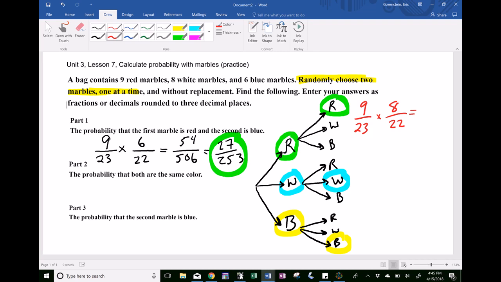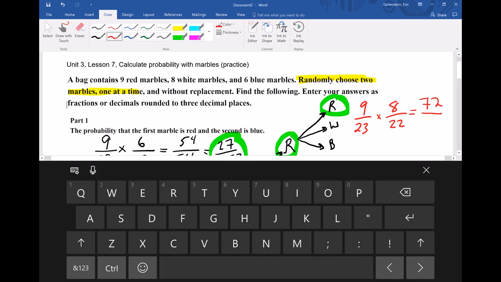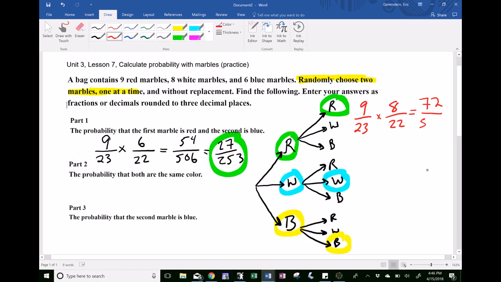So 9 times 8, that's 72 on top, and the 23 times 22, that's again 506. Okay, so 72 out of 506, that's the probability just of 2 reds.